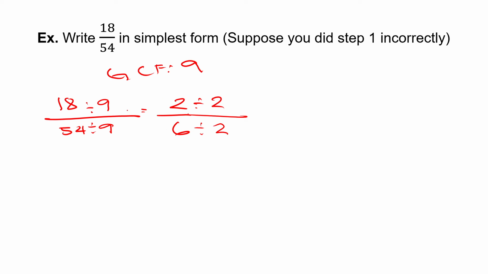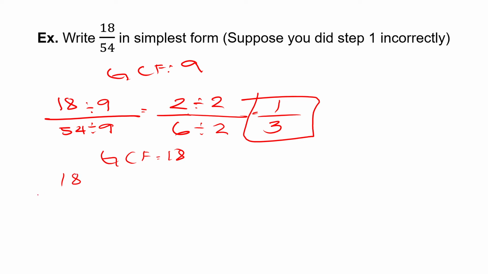Okay, it's not the end of the world if you didn't do the right GCF, but it is the end of the world if you don't continue forward. So continuing forward, 2 divided by 2 should give you guys 1, and 6 divided by 2 should give you guys 3. So your final answer is 1 over 3. Your answer for step 1 was supposed to be 18. So when you divide 18 and 54 by 18, you'll get 1 over 3.